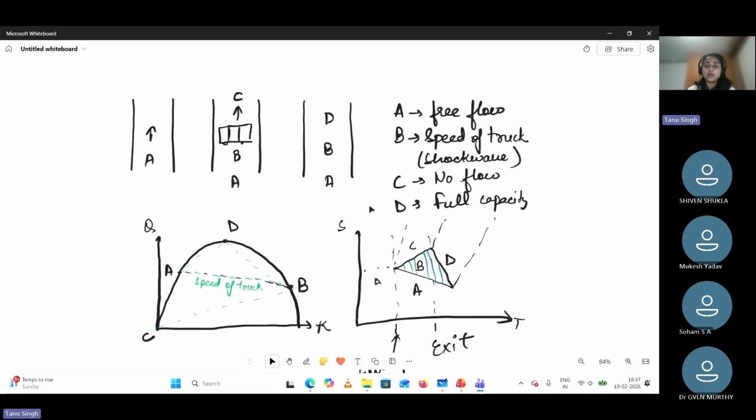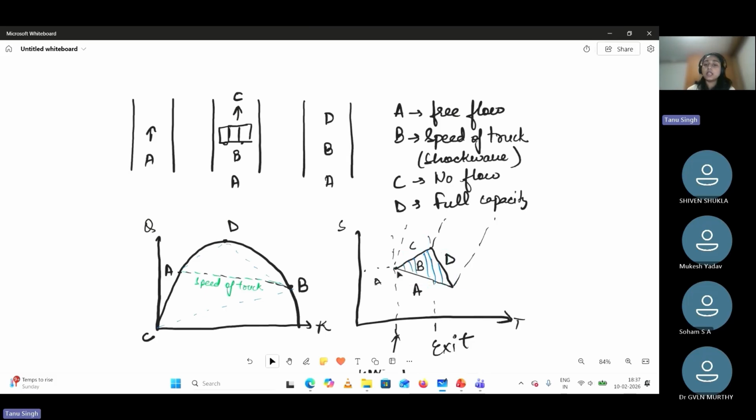Then comes the third scenario. It is also A to B, so we continue this slope from A to B, and we also get B to D. The traffic state changes from B to D. This is the slope, or we can say the speed of the shock wave, between traffic states B and D. We replicate this slope over here, which is steeper than this one. Below that we get traffic state B, and above that we get traffic state D.